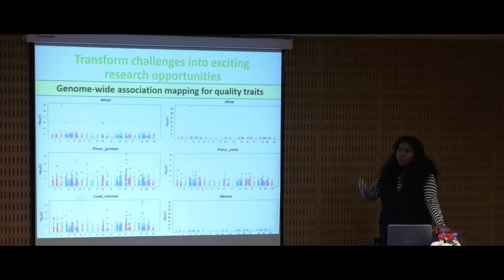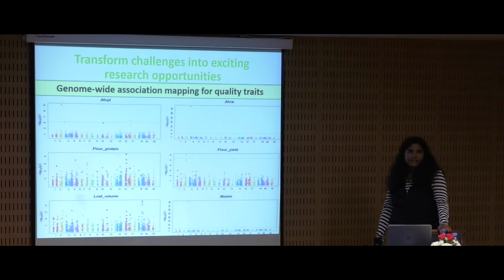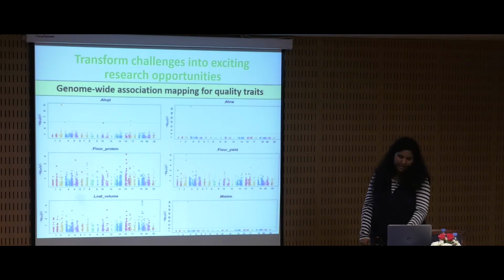And so I also want to look at how complex these traits are. If you look at the alveographs, they are mostly governed by the glutenin genes on 1B or 1D. And if you look at flour protein or flour yield, or even loaf volume, they are pretty complex traits. But one thing you have here is you don't have a very high G by E interaction. So the accuracies, even for complex traits, are still going to be high.